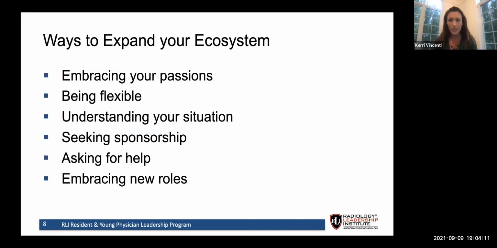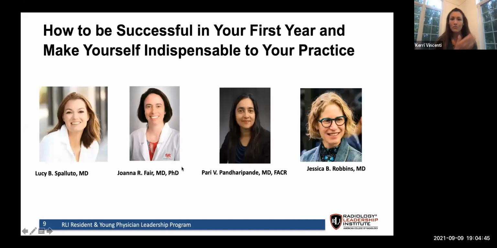And just some things to think about in particular as you listen to the panel and the other presentations: ways that you can expand your own ecosystem, learn how to embrace your passions, know how to be flexible, being able to say yes to things when you really are interested, but also how to say no. Understanding the situation that you're in as an early attending and beyond, learning how to seek sponsorship. You can't just get a sponsor, but you can certainly look for someone who may be supportive for you. Knowing how to ask for help, and then finally embracing new roles. So with that, I'm going to move on to our panel, and let Dr. Danya Day introduce our panel.